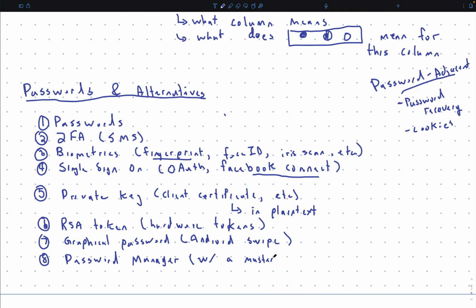But there are also some that don't have a master password. That could be biometrics, I would say. So I'll put that also under password adjacent. It's usually not used solely to authenticate, like it wouldn't authenticate you just because of that.